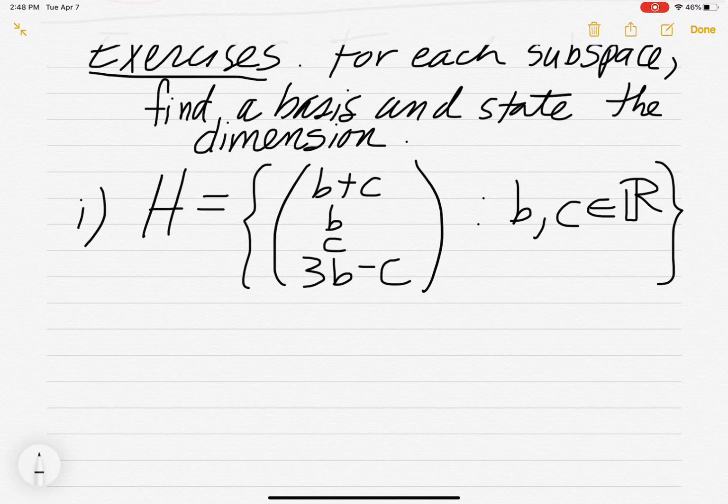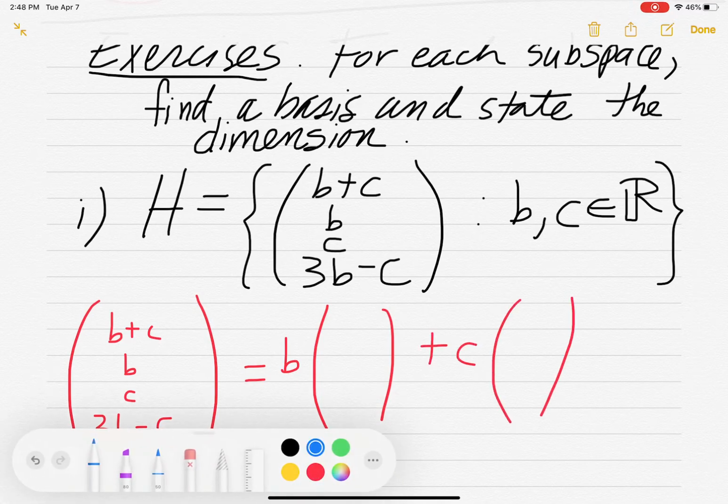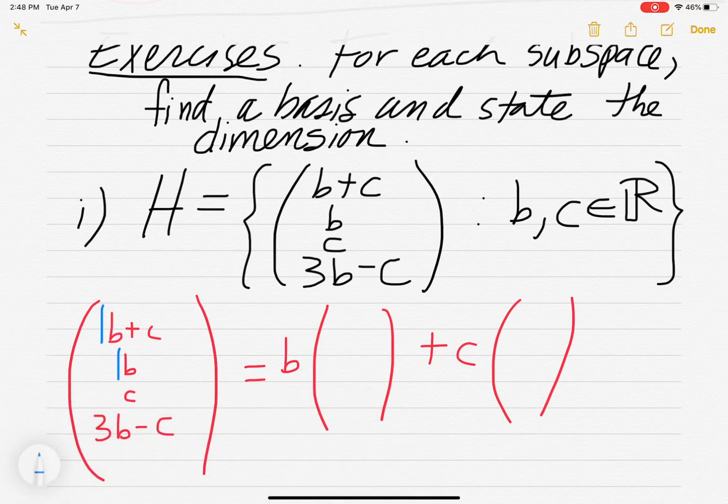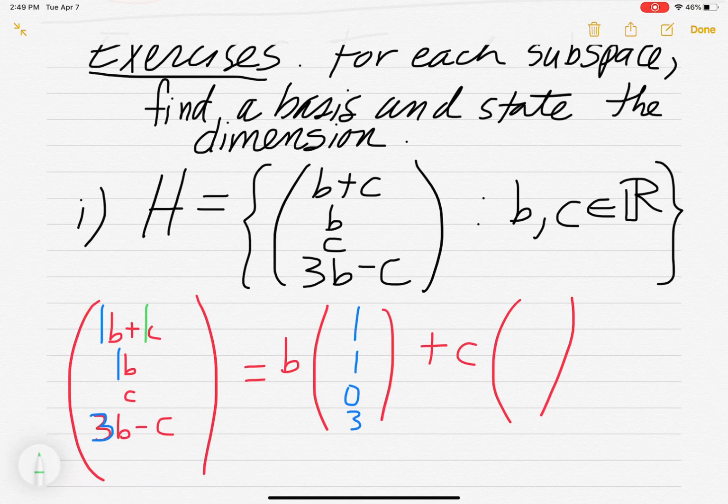All right, so if I take a typical vector from here, what is it? B plus C, B, C, 3B minus C. We can see that we have a B in there. We can factor out a B, and that's going to leave us with a vector, and we can factor out a C. That's going to leave us with a vector. Let's figure out what the entries are. So for B, I got coefficients 1, 1, 0, 3. And for C, I'm going to have coefficients 1, 0, 1, negative 1. So basically I can build all of H from these two vectors.